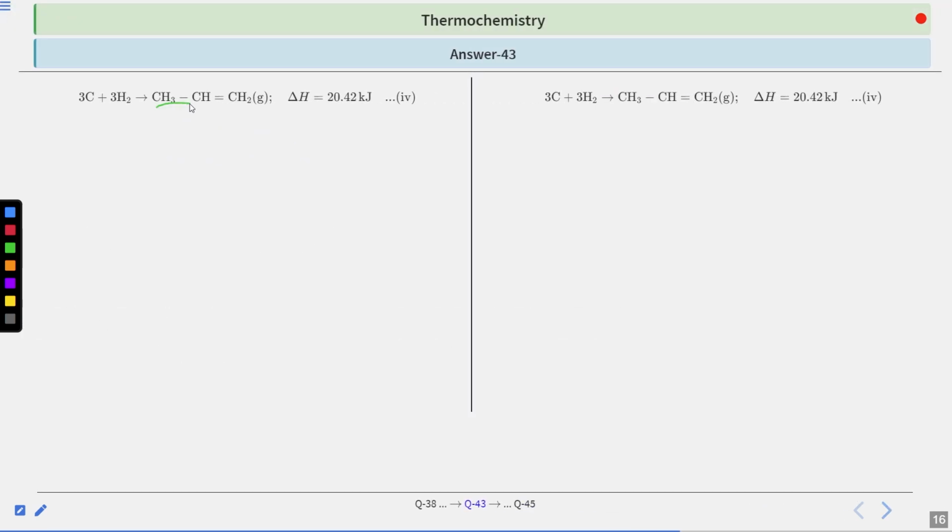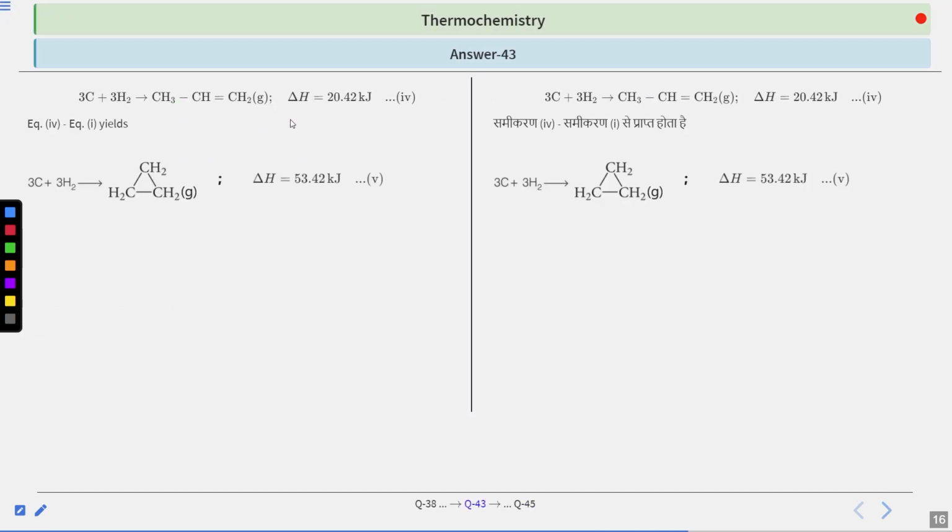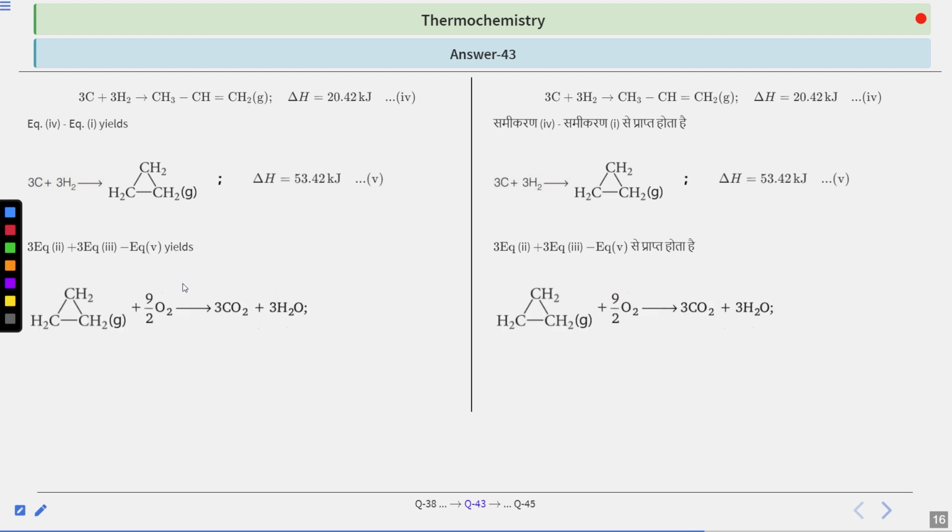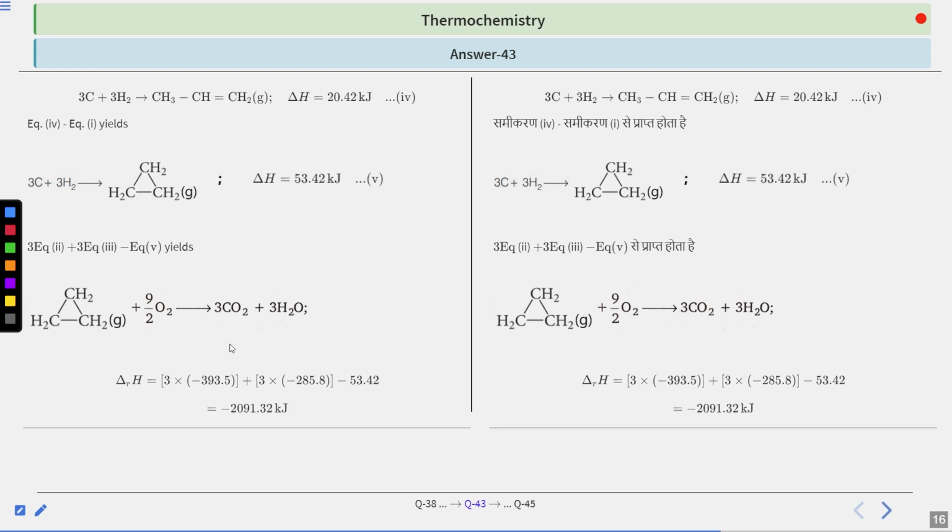So this thing was also given, no problem. Now this is your compound, this is your cyclopropane. It is formed in this way, and for this delta H is equal to 53.42 kilojoule. Now if you just do simple arithmetic calculation systematically, then you will get your required equation, which is your combustion of cyclopropane. Doing the same thing with the enthalpy change will give you minus 2091.32 kilojoule as your correct answer. So this is your correct answer.